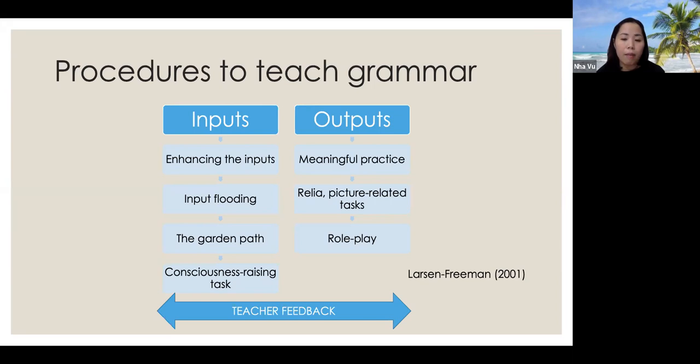And the last activity is a role play, which can give the students a lot of opportunities to use the target structure in a freer way.